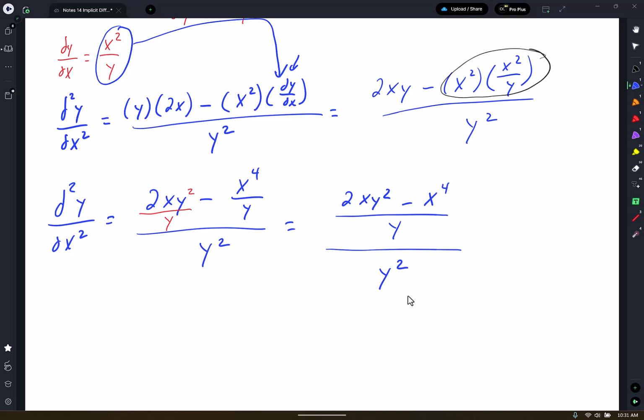Okay, keep, change, flip, or you can just move that y squared up, however you see it. So I have 2x y squared minus x to the 4th all over, what's y squared times y? That's probably the answer you were going to see. There it is, simplified.